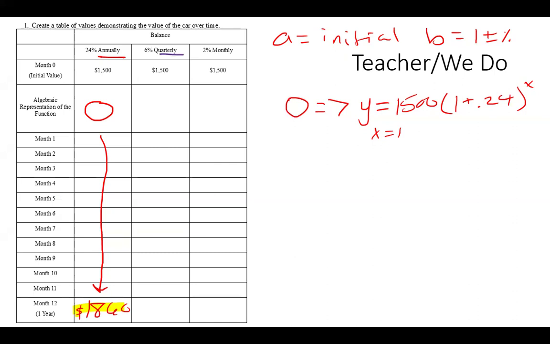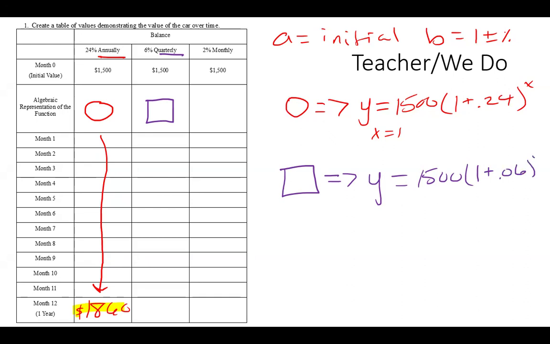Now we're going to go on to the other one. The other one is quarterly. Okay. So we have 6% quarterly. 1,500 is still our initial. So again, Miss Jones doesn't have enough room to write it, so this is going to be my square. So the square is going to equal y equals 1,500, 1 plus, and what's my percent? 6, so 0.06 to the x. Agree? Initial and my percent change, correct?